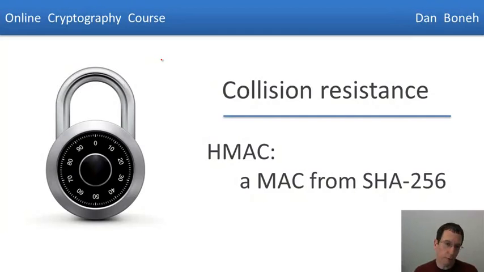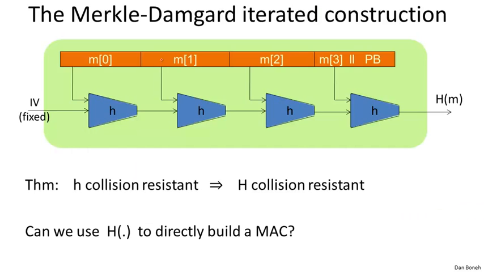So now that we understand what collision-resistant hash functions are and we know how to construct them, we're ready to describe a very popular MAC called HMAC. So let me remind you what the Merkle-Damgard construction is. Basically, we have a small compression function h from which we build a large hash function which is collision-resistant, assuming the compression function is collision-resistant. The question we're going to ask this segment is, can we use the large hash function to construct a MAC directly without having to rely on a PRF?